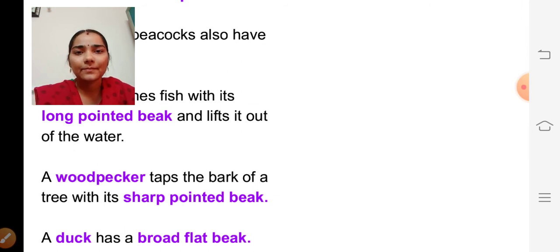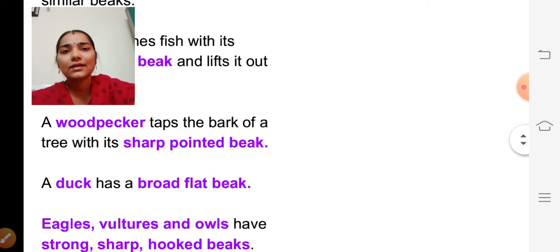Next one is woodpecker. A woodpecker taps the bark of a tree with its sharp pointed beak. So woodpecker has a sharp pointed beak because it taps the bark of a tree.